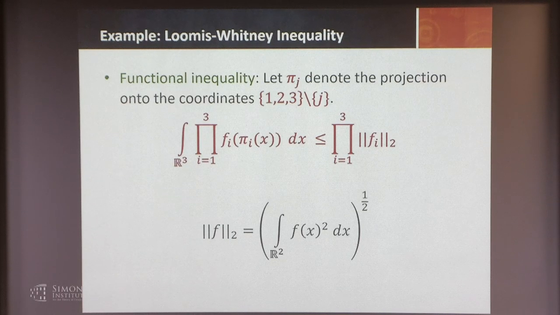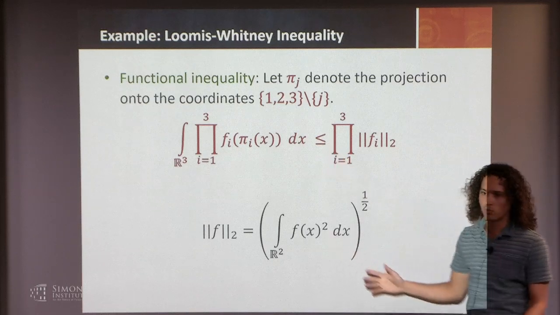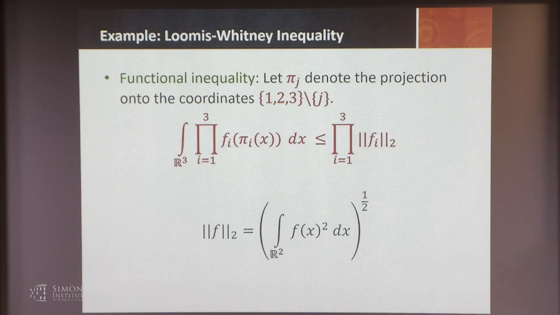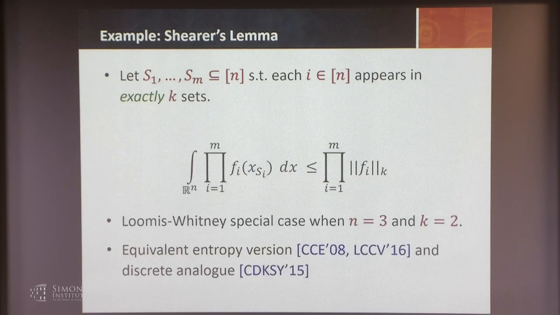So you can see how all of these inequalities are essentially subcases of Brascamp-Lieb. And so far, we've been very lucky that this constant here somehow is always one. It's kind of magical, right? And there's another one, Shearer's lemma, which again generalizes Loomis-Whitney, and there's an equivalent entropic version. But anyways, this is just for us to see how these inequalities pop up everywhere.